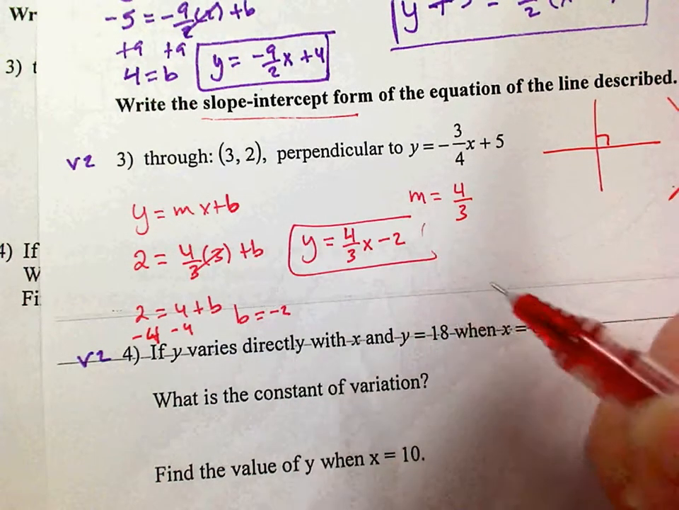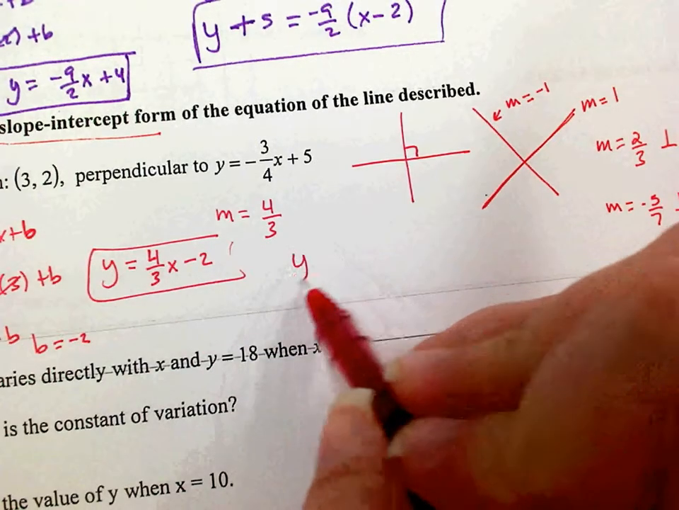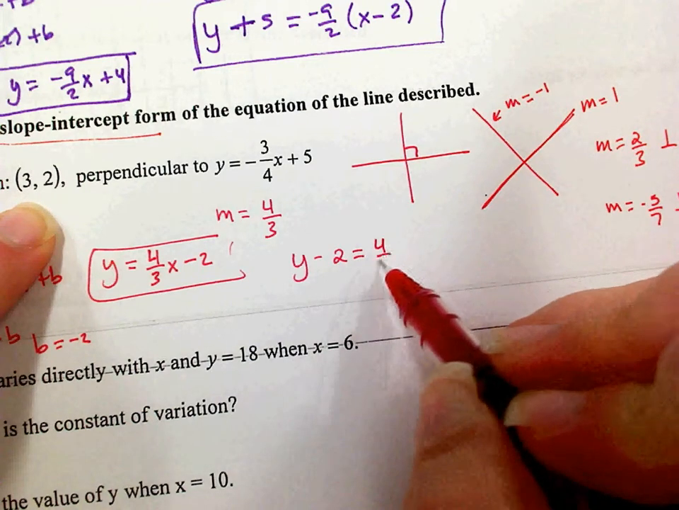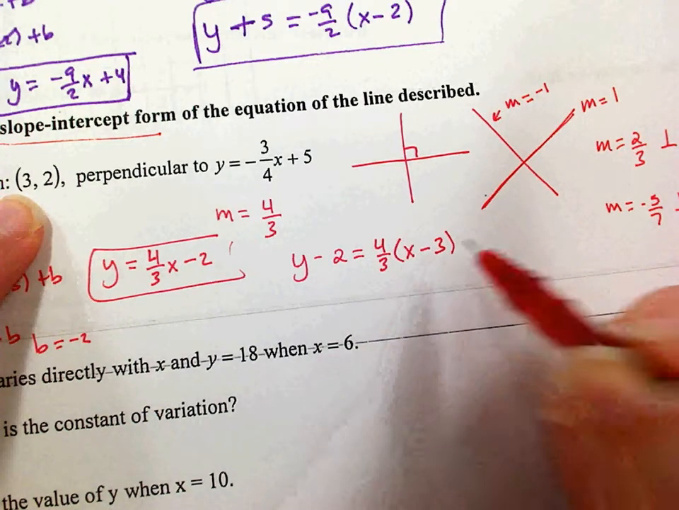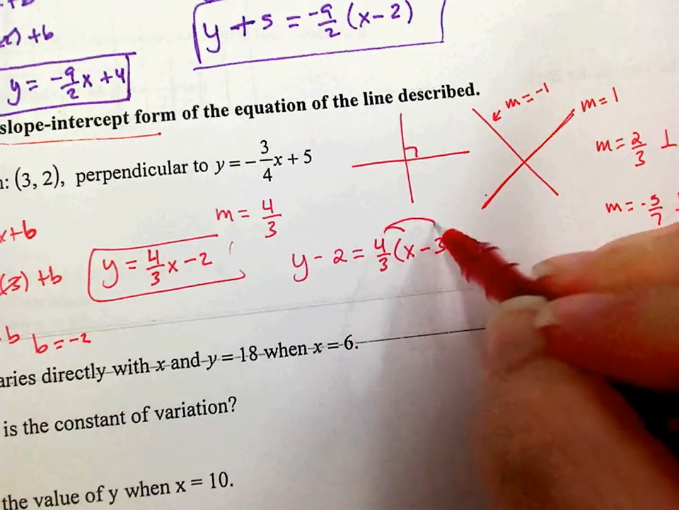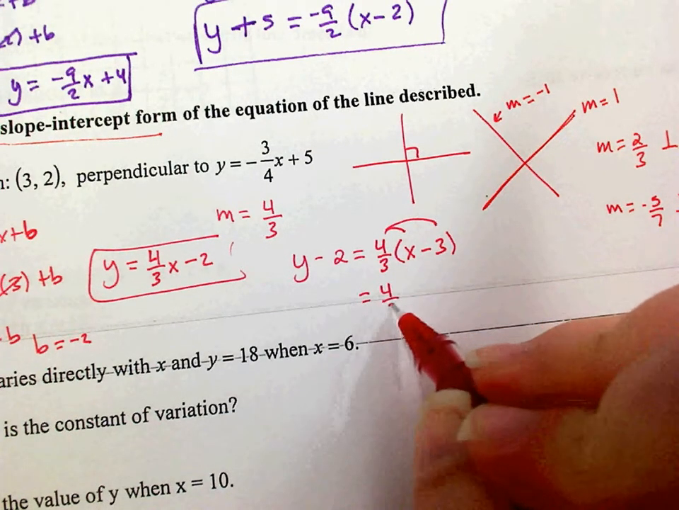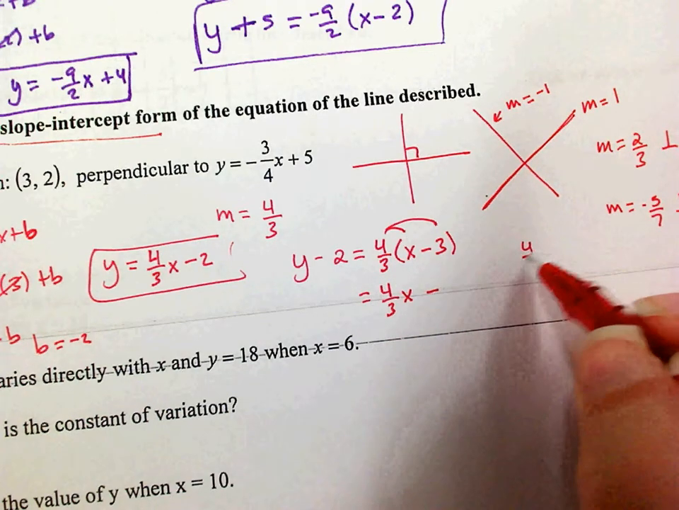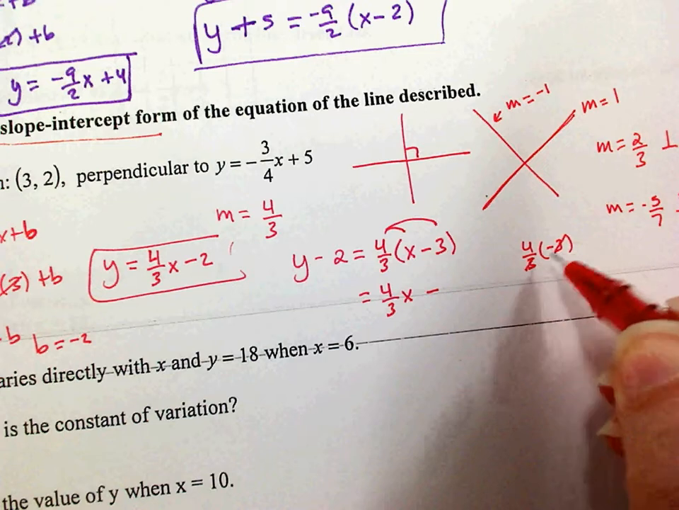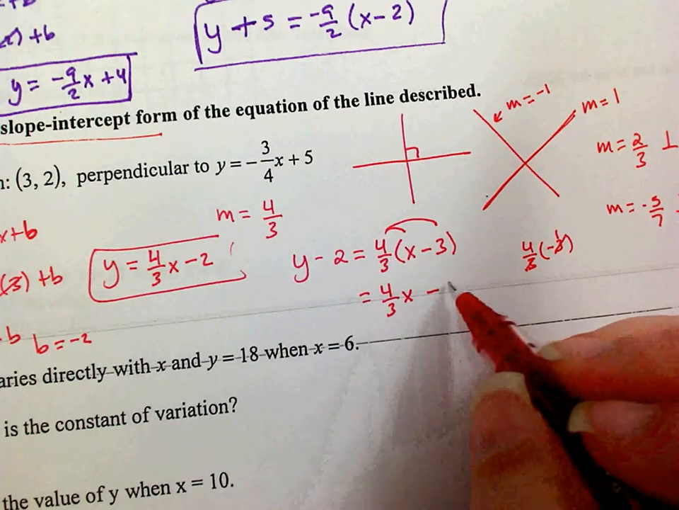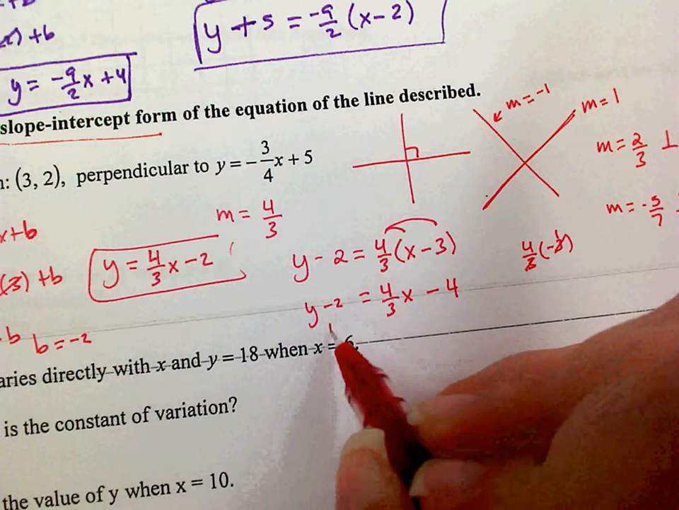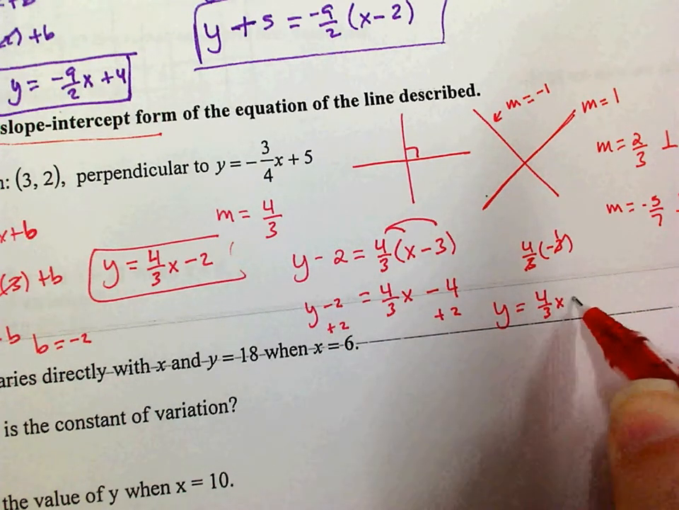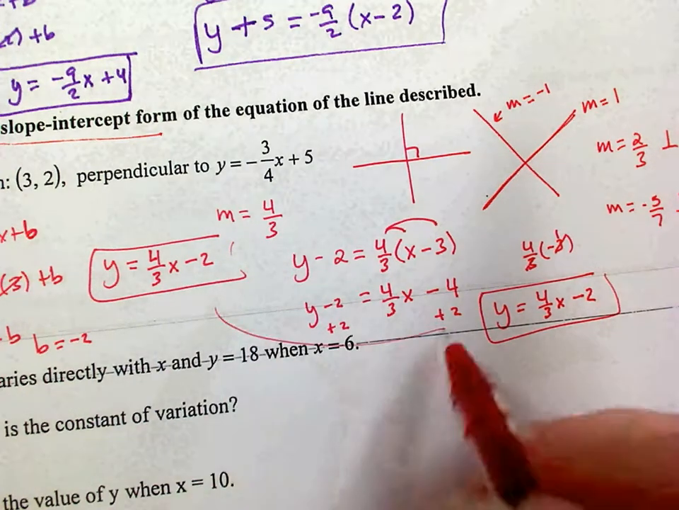Now, if I want to do it the other way, y minus y1, 2, equals m, 4/3 times x minus x1. And then distribute. 4/3 times x is 4/3 x. 4/3 times a negative 3. 3's cancel out, and I've got a negative 1 times 4, which is a negative 4. Y minus 2, so if I add 2 to both sides, then y equals 4/3 x minus 2. Either way, you get the same thing.